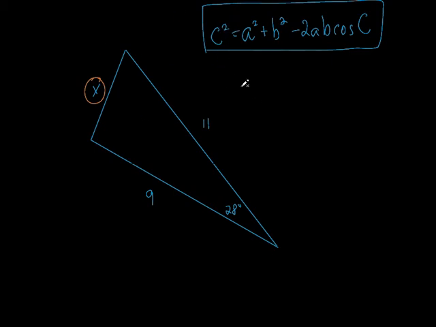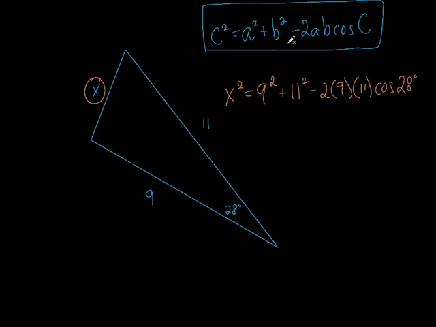So let's go C squared. Again, in this triangle, it's going to be x. So I go x squared equals a squared plus b squared. What's my a and b? 9 and 11. So I go 9 squared plus 11 squared. See what I'm doing? I'm just plugging stuff into this formula. Minus 2 times, this is multiplication, isn't it? Times a, which was 9, times b, which was 11, and then the cosine of angle C, the angle that's opposite this side. What is that? It's 28.